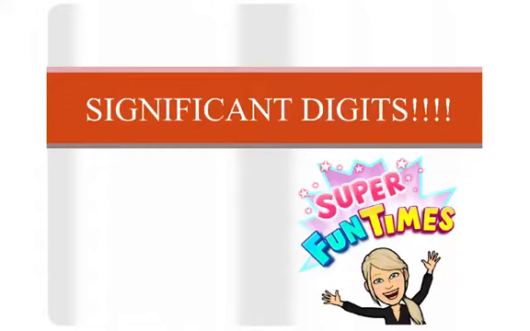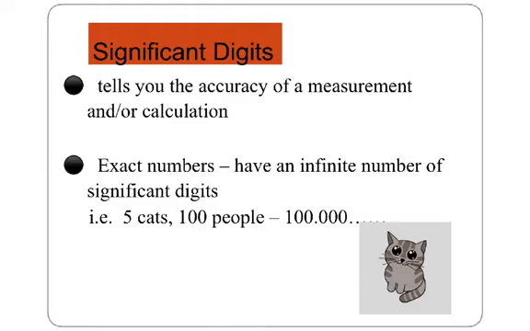Today's lesson is on significant digits, and this is an application that we're going to constantly use because we're doing math almost every day. We're going to be using the rules that we learned today to apply to our final answers throughout this course. So what are significant digits? They tell us how accurate a measurement or a calculation is.